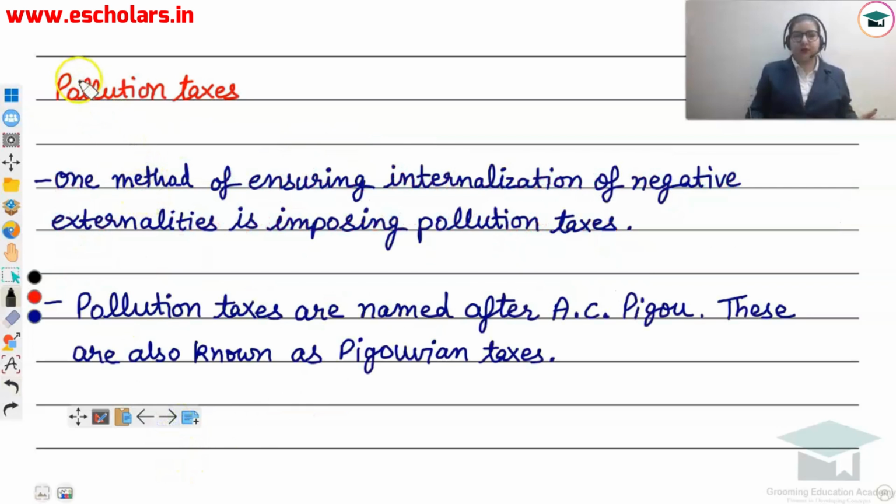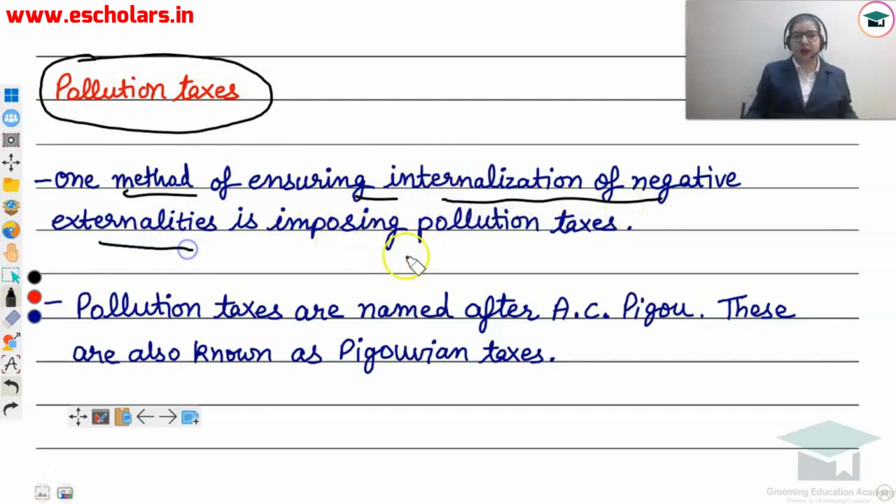So, let's have a look first on the pollution taxes. See students, one method of ensuring internalization of negative externalities is imposing pollution taxes. Now, what do you mean by internalization of negative externalities?